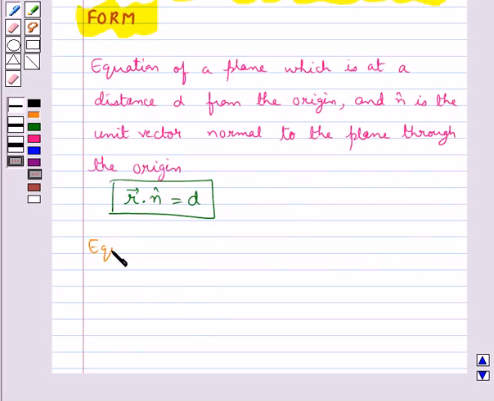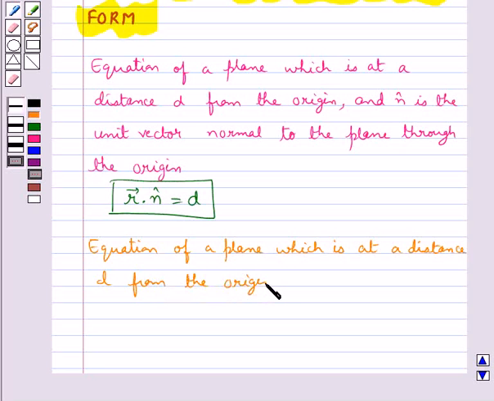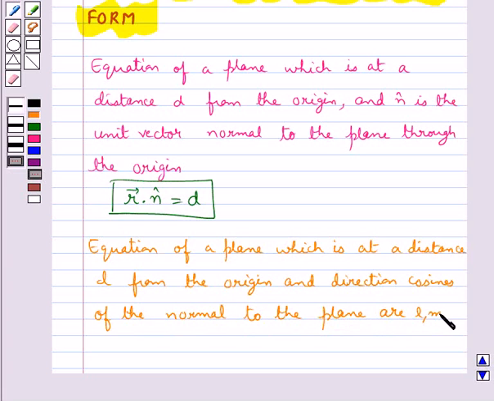Then next we have the equation of a plane which is at a distance d from the origin, and the direction cosines of the normal to the plane are l, m, n. Then the equation is given by lx plus my plus nz equal to d. This is the Cartesian form of the equation of the plane.